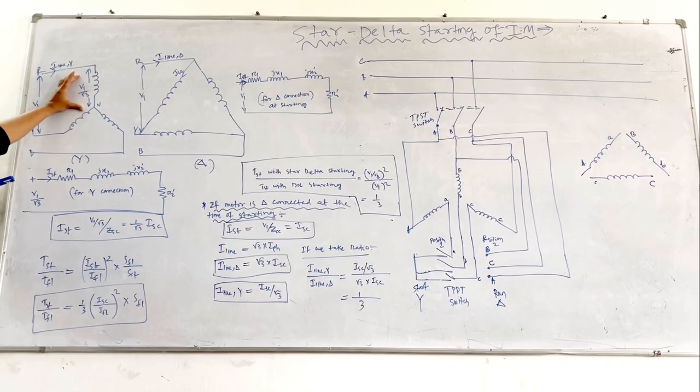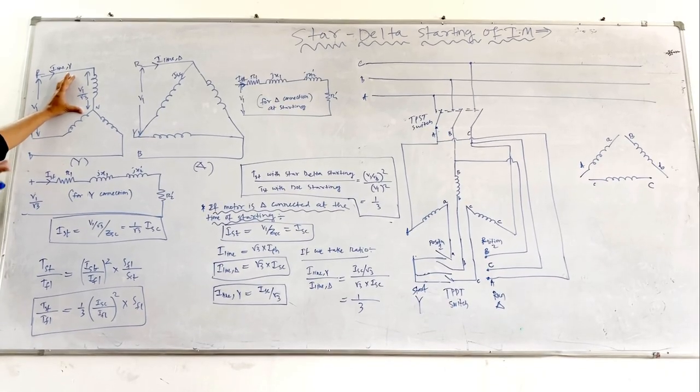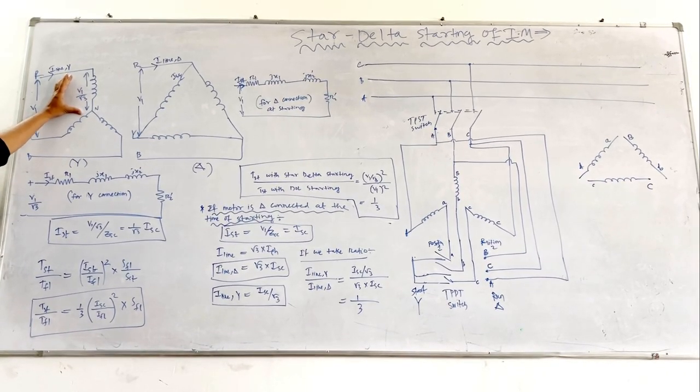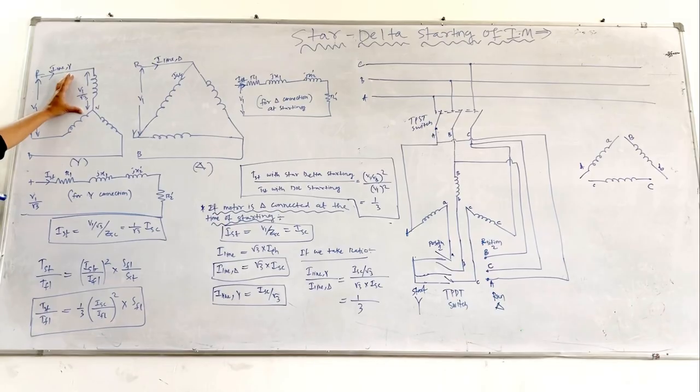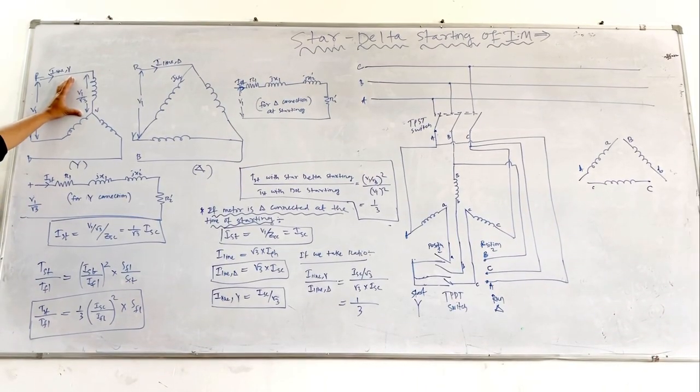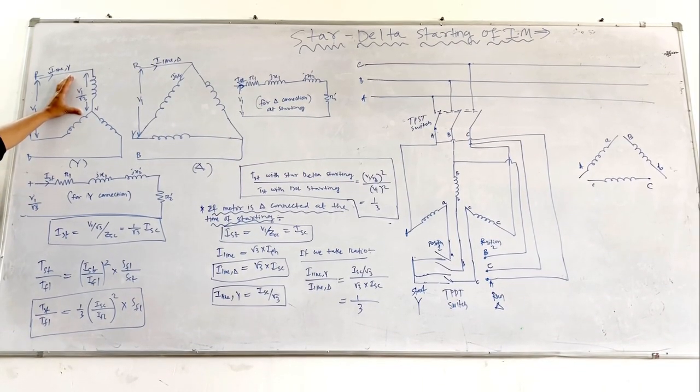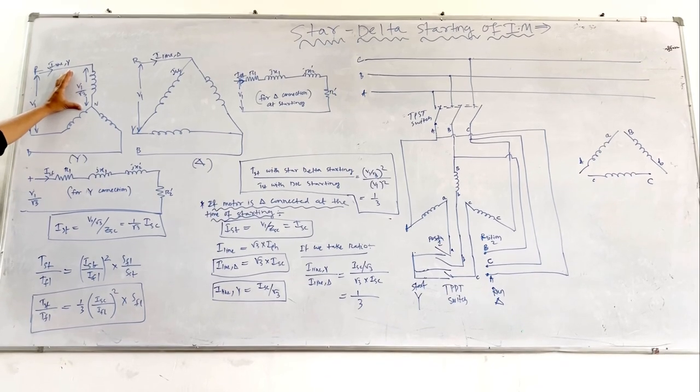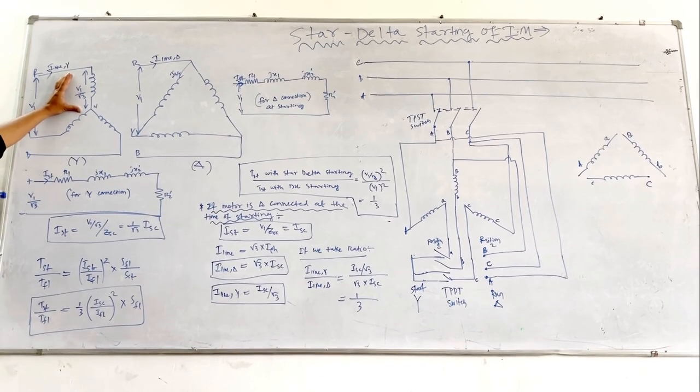If the voltage is reduced, then obviously the starting current is also going to be reduced, because starting current is nothing but voltage to impedance. If voltage is reduced, then definitely your current is going to be reduced. Your starting current is going to be reduced.